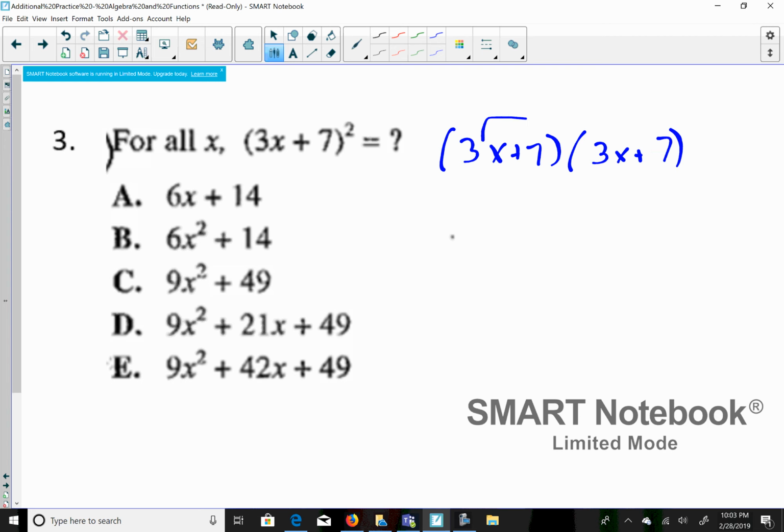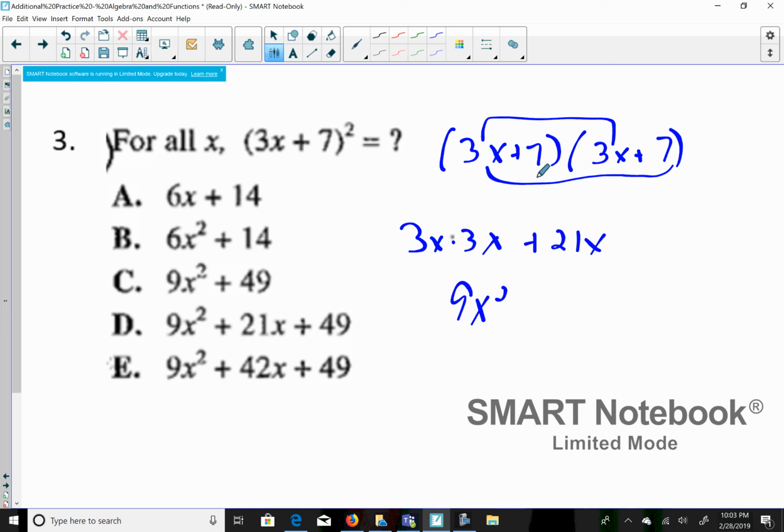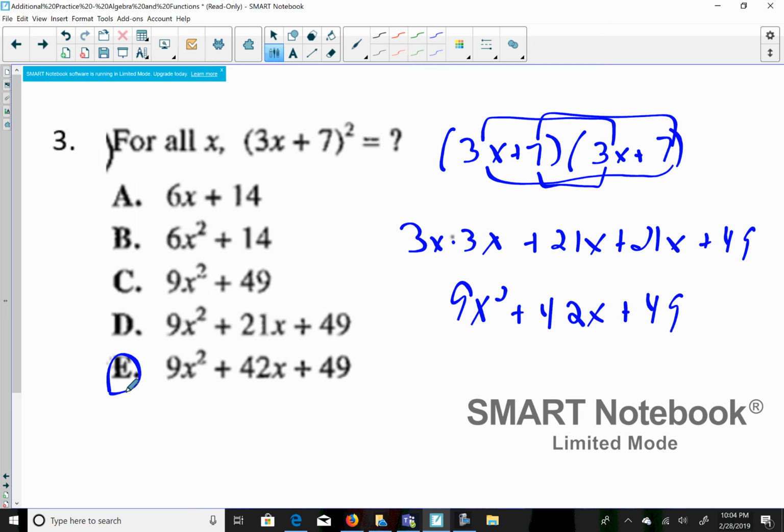Multiplying my first terms, I'll have 3x times 3x, which will be 9x squared. Then 3x times 7, which will be plus 21x. 7 times 3x, which will be 21x. And then 7 times 7, which is 49. So I'll have 9x squared plus 42x plus 49. So the correct choice here is the letter E.